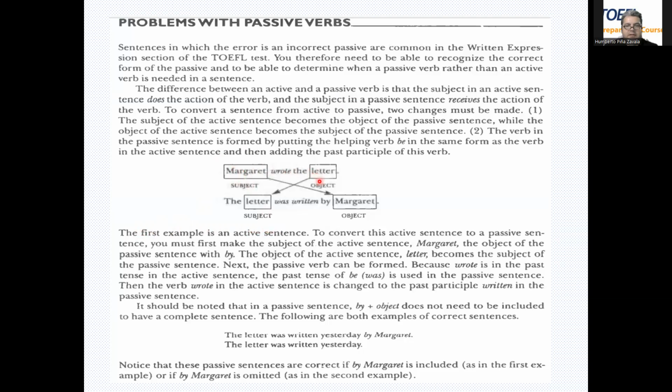To convert this active sentence to a passive sentence, you must first make the subject of the active sentence, Margaret, the object of the passive sentence by using by. Look at that sentence: The letter was written by Margaret. So Margaret goes from being the subject to becoming the object of the preposition by. The object of the active sentence, letter, becomes the subject of the passive sentence. Wrote the letter, so the letter becomes the subject in the passive sentence.